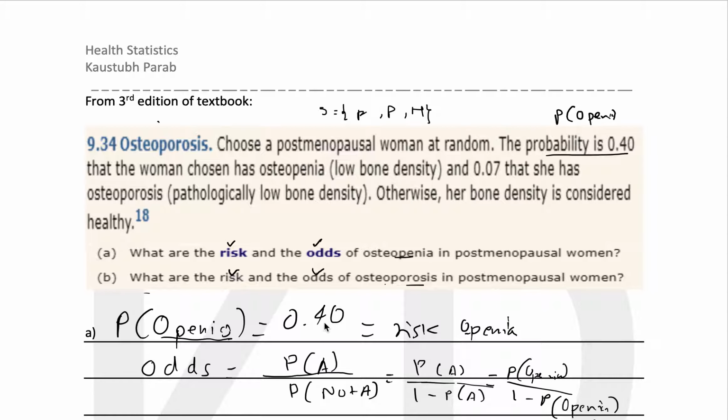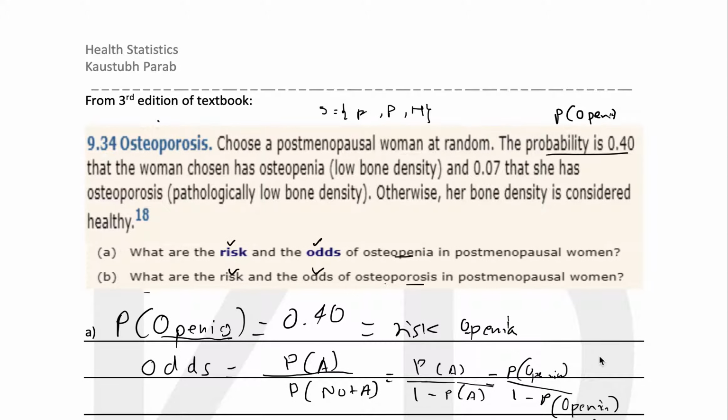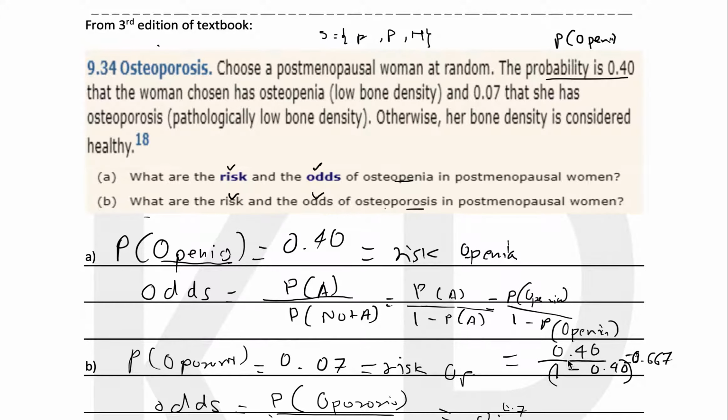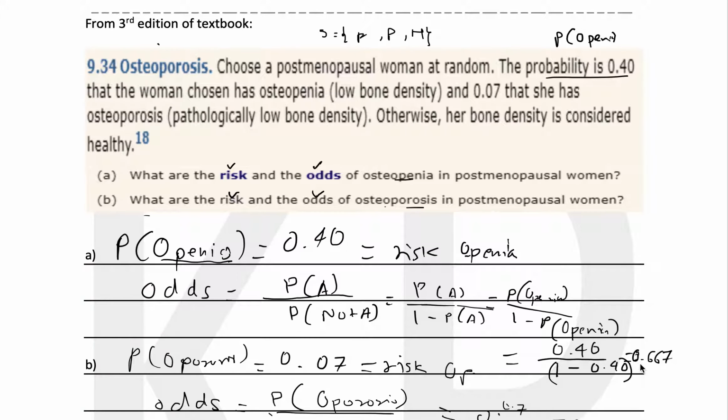And then you just have to substitute the given value of 0.40. So that will be 0.40 upon 1 minus 0.40, and you're going to get this as the odds. So that is the odds of osteopenia. Okay, 0.667. Now similarly, you can follow the same steps for osteoporosis. That is the other condition. The probability for that is given as well in the question stem. If you look carefully, 0.07 is the probability for osteoporosis.